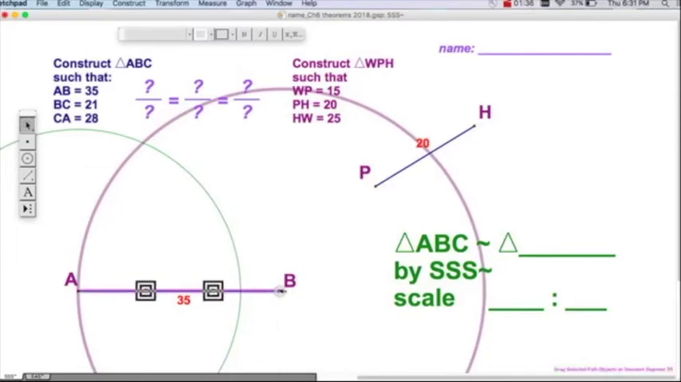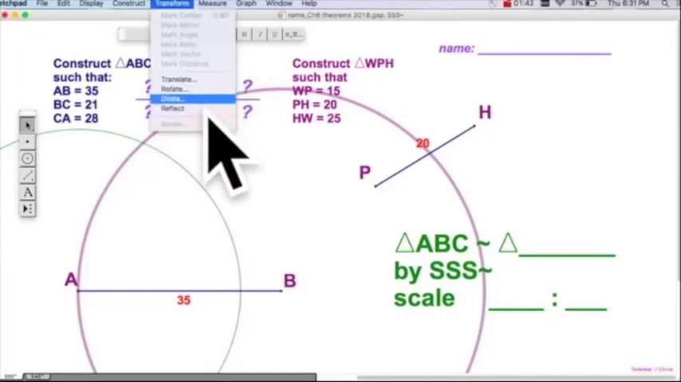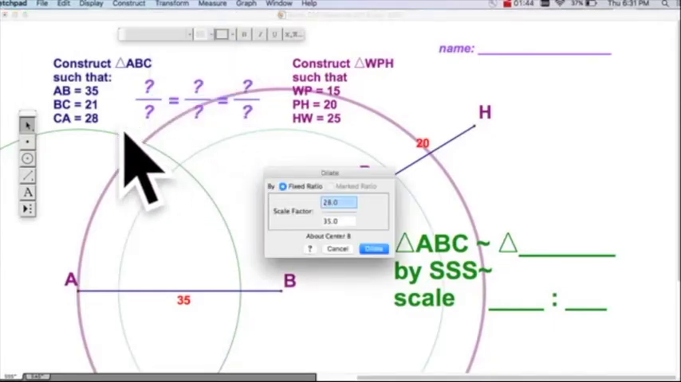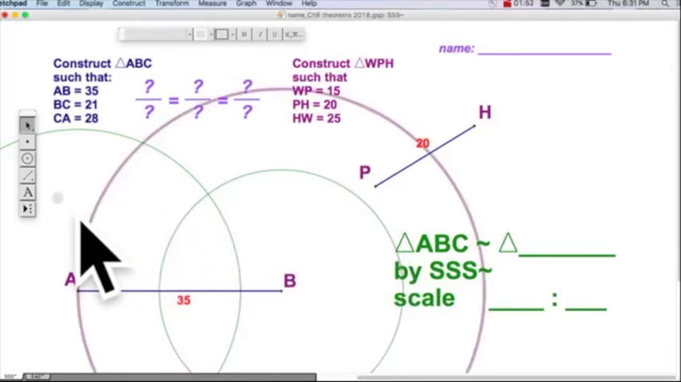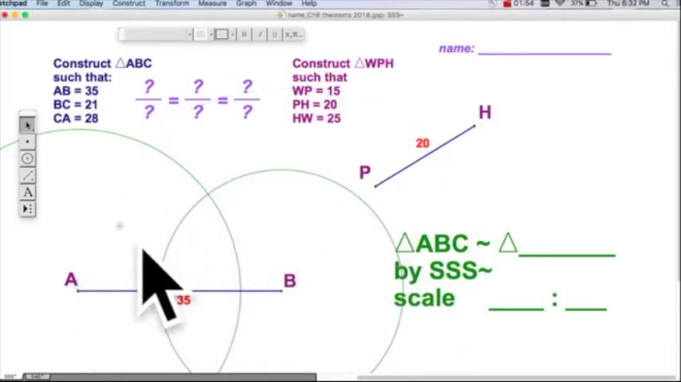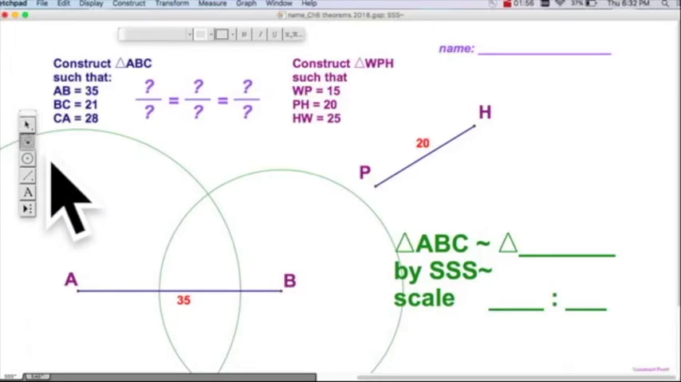We're going to double click on the B, center of dilation, transformers, and we're going to dilate again. And what are we going to dilate? Well, BC is supposed to be 21. So type in 21 to 35. There's my dilation. Again, I'm going to hide the undilated because I don't need it.